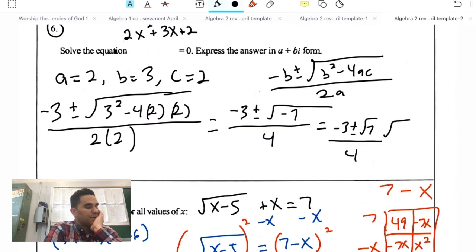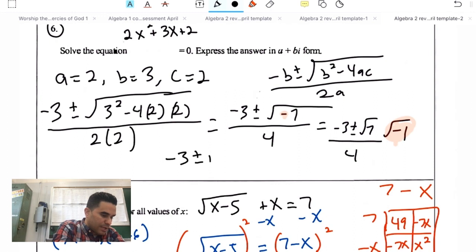That's square root of 7 times square root of negative 1, right, to get that negative. So that becomes our i. This becomes our i here. And so our answer is going to be negative 3 plus or minus i square root of 7 over 4.